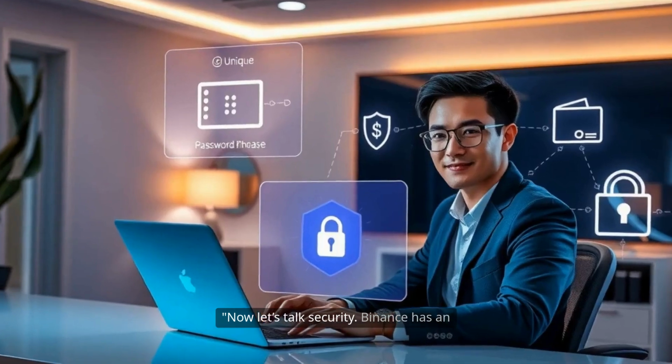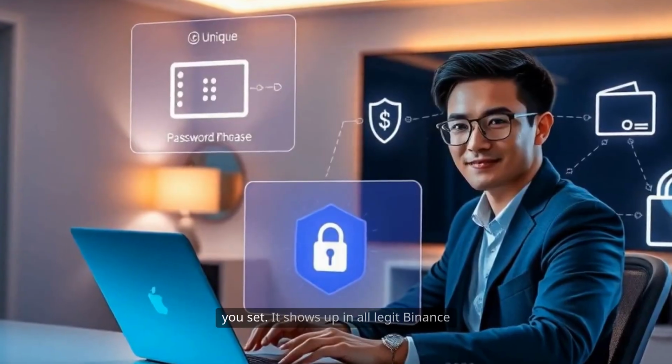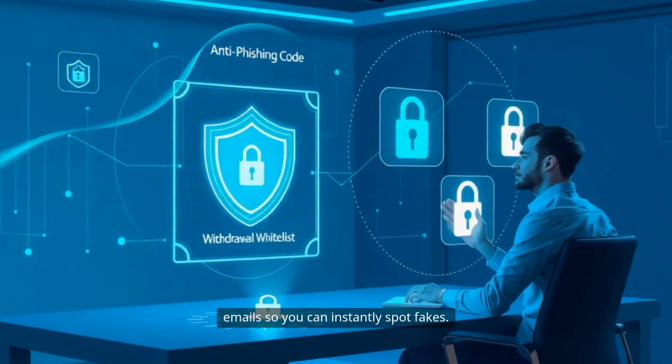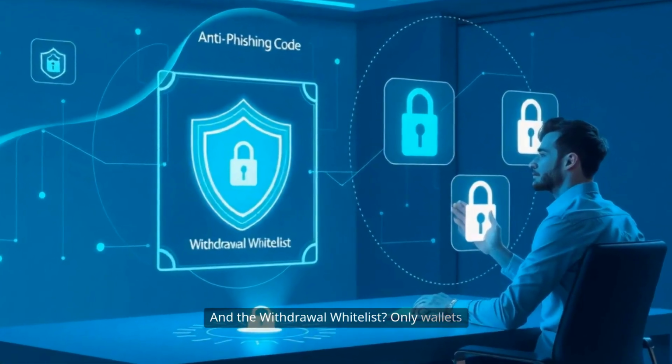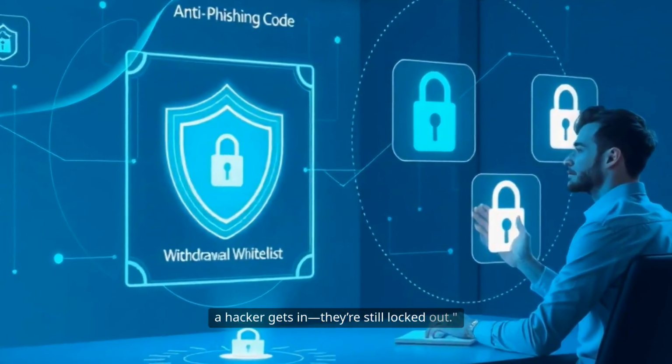Now, let's talk security. Binance has an anti-phishing code, a unique word or phrase you set. It shows up in all legit Binance emails so you can instantly spot fakes. And the withdrawal whitelist? Only wallets you trust can receive your crypto. If a hacker gets in, they're still locked out.